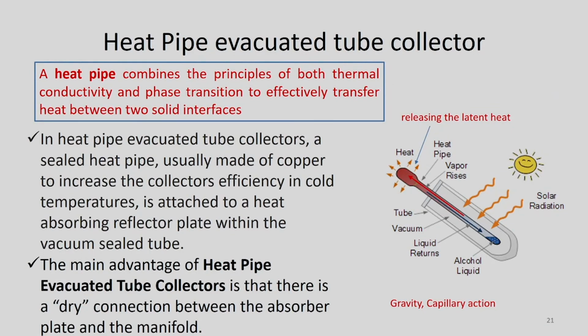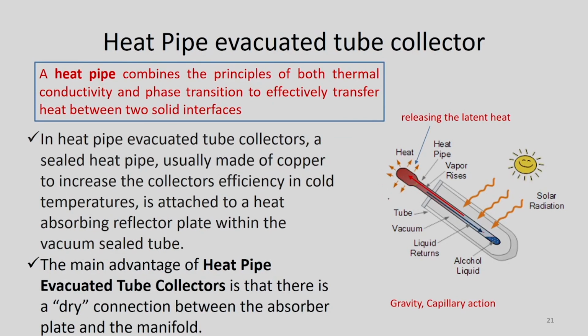It is seen that heat pipe technologies are used in evacuated tube collectors. What are heat pipes? A heat pipe is nothing but a heat exchanger, which combines the principles of both thermal conductivity and phase transition to effectively transfer heat between two solid surfaces. So, what happens if we consider this configuration? The fluid is here in this tube. When solar radiation is exposed here, this fluid will be evaporated.